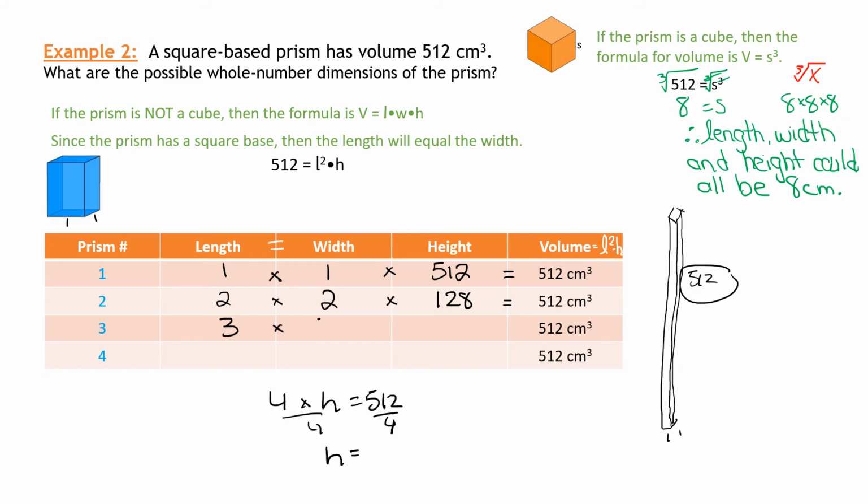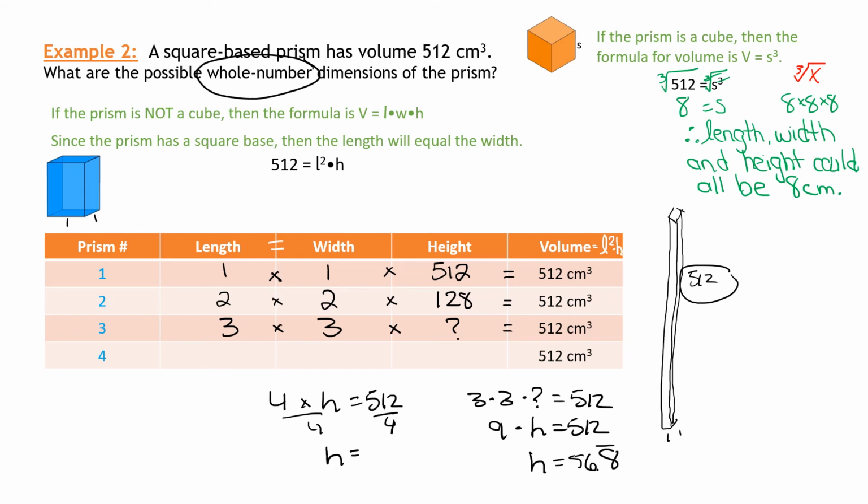Next, how about 3? 3 by 3, these two have to be the same. 3 times 3 times what is 512? Or 9 times h is 512. So you need to get out your calculator and divide both sides by 9. What did you get? You probably got something like 56.888888 repeating. But remember the question way up here, it says whole number dimensions, so we can't use 3. So we have to erase the 3. This one didn't work.